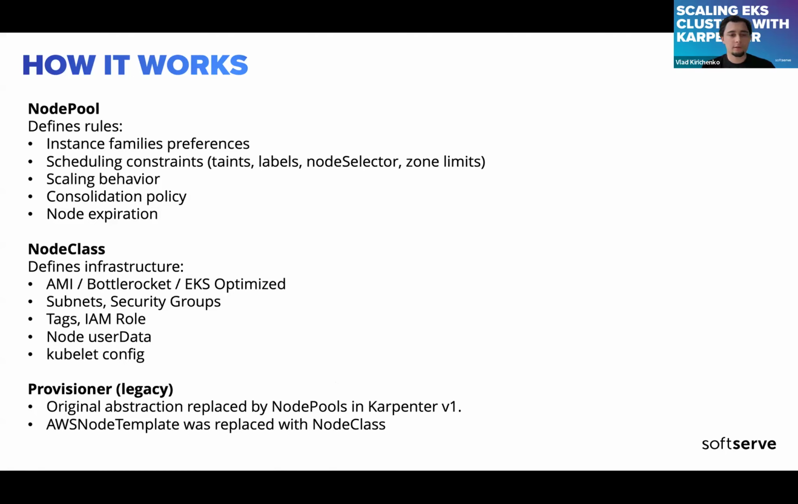It also has some legacy, which you might have seen in some clusters before version 1. There were some old abstractions like provisioner, which was replaced with node pools, and AWS node template, which was replaced with node class.